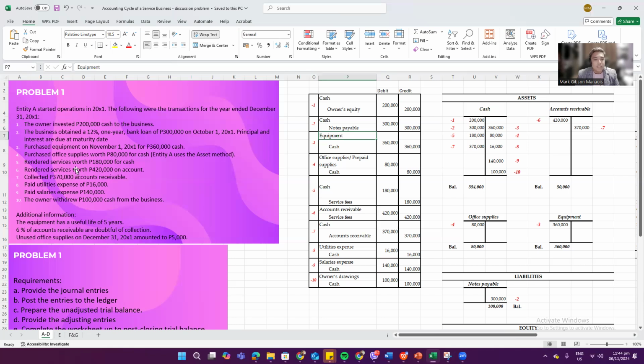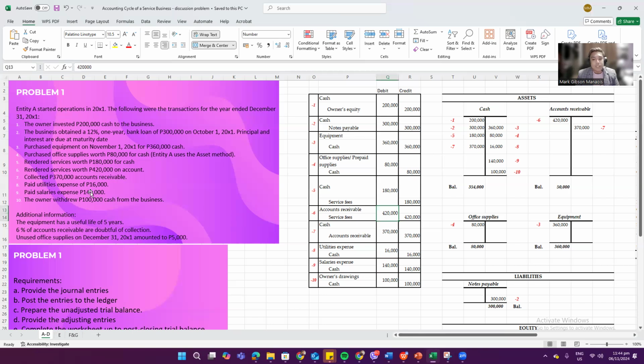Rendered services worth 180,000. So debit cash, credit service fees or service income, no, for 180,000. Six, rendered services worth 420,000 on account. So meaning, we have to recognize accounts receivable. So debit accounts receivable, credit service fees or service income for 420,000.